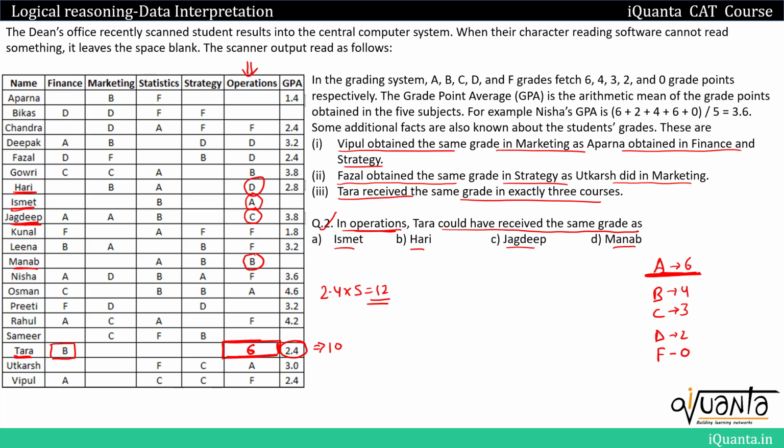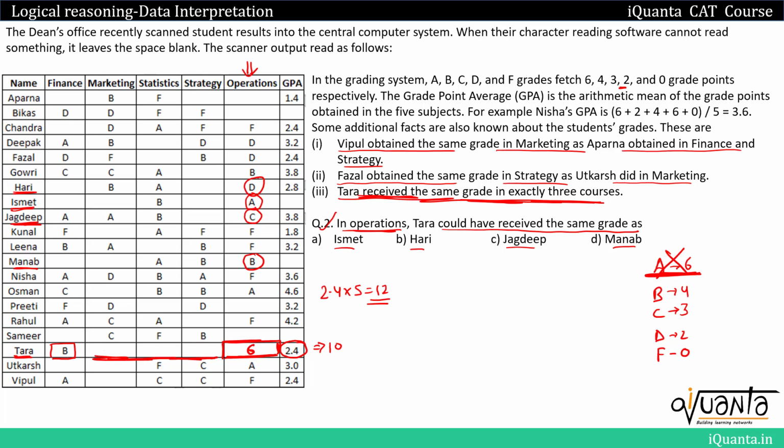We need 2 more. So how can we include 2 more points, we'll have to use the grade D. So that means in any of these 3 subjects we'll have to put grade D. But in that case, Tara is not receiving the same grade in exactly 3 courses. So that means A cannot be the grade for Tara in operations.